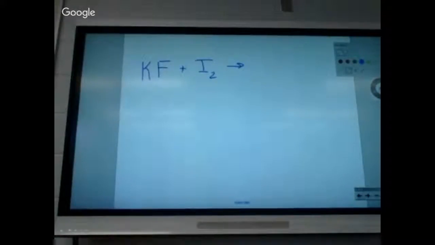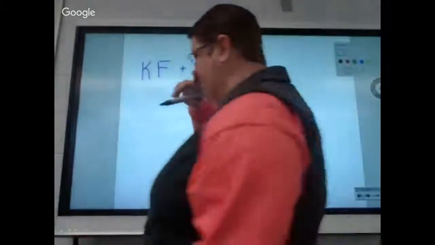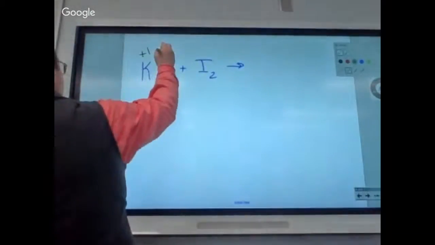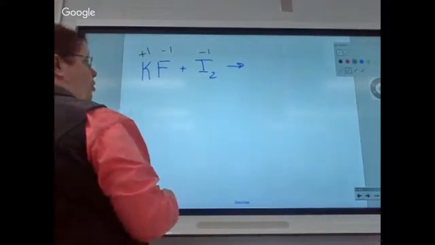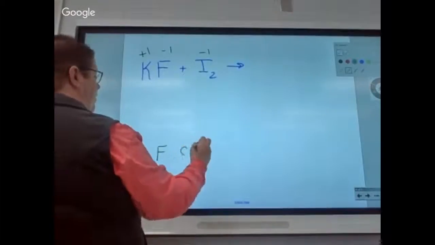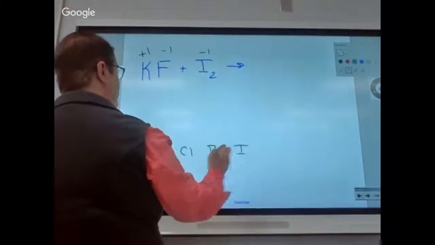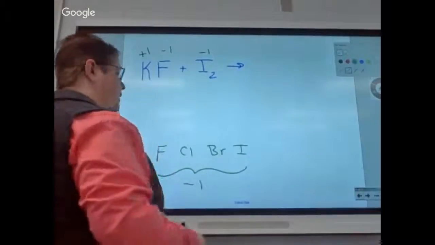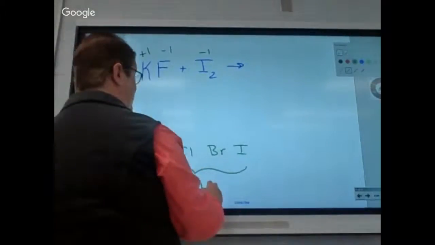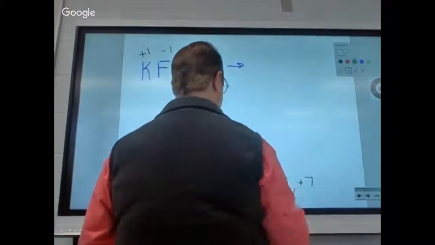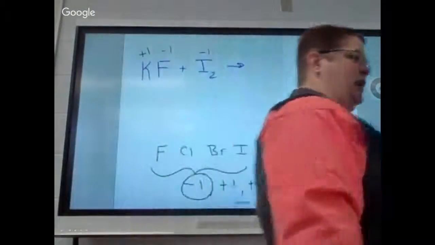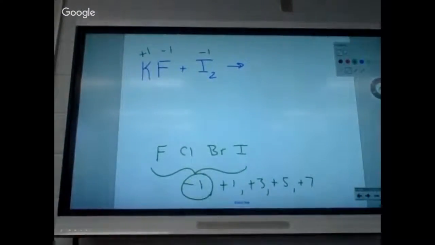All right, for those of you who are struggling with your oxidation numbers, what's potassium? +1. Fluorine is -1 and iodine is -1. Your 5 clear brown iguanas are all -1. It's listed as -1, +1, +3, +5, and +7 on your sheet. The only one we will use all semester is -1, for the 7 diatomics. We will only use -1 for all of those.